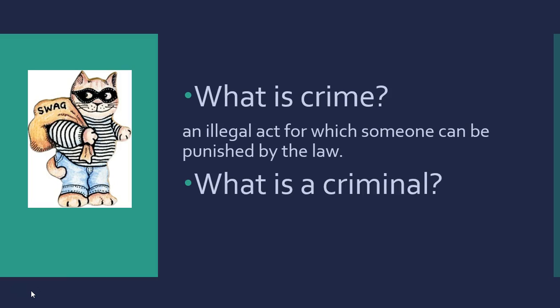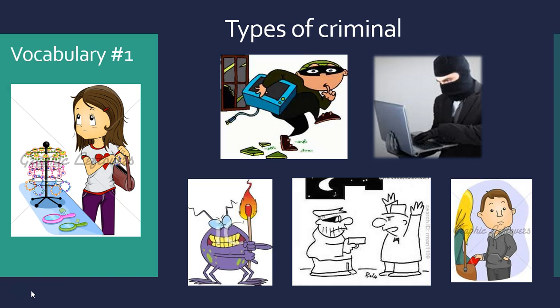Therefore, what is a criminal? Well, a criminal is someone who commits crimes. Here we have 6 pictures with different types of criminal. Perhaps you can have a look at those. Do you know which types of criminal these are? So we'll go around clockwise from the top.